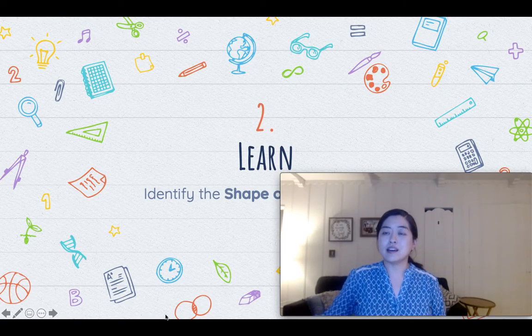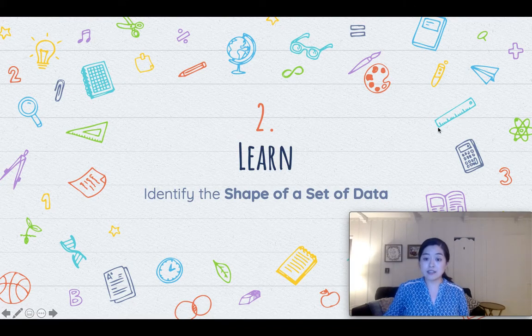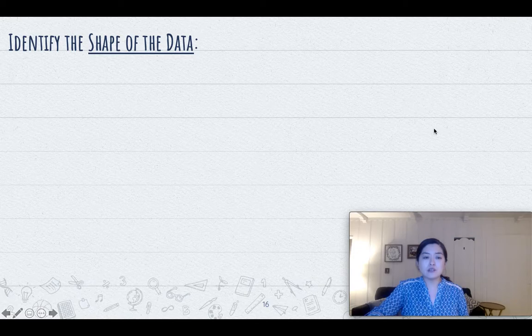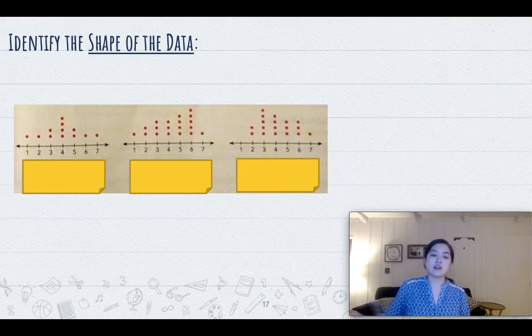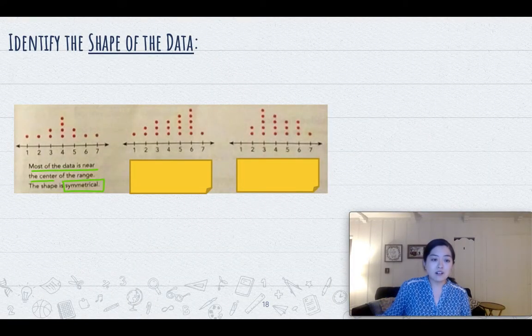Now the next part is we're going to identify the shape of a set of data on the dot plot. So let's look at these dot plots. Here's one dot plot, here's another, and here's another. The group of dots actually makes a different shape between these three. If you look at this one, notice the dots here. Most of them congregate towards the center, don't they? And when they do that, it's called symmetrical.